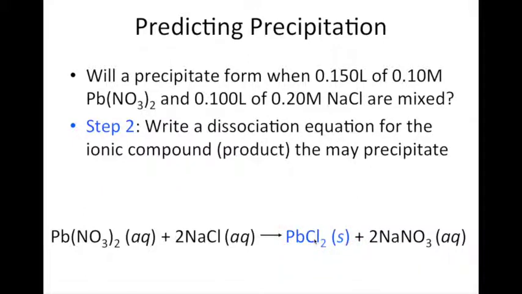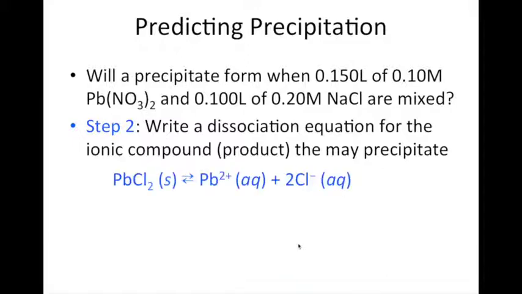So let's move on to our second step. Let's write a dissociation equation for the compound that may precipitate, and that would be our lead(II) chloride. From here on out, this is the only compound that we're going to be concerned with. If we write a dissociation equation, our lead(II) chloride would dissociate into lead ions and chloride ions, or vice versa, the lead(II) and the chloride ions would react to form the lead(II) chloride. That's probably the question we're asking here.